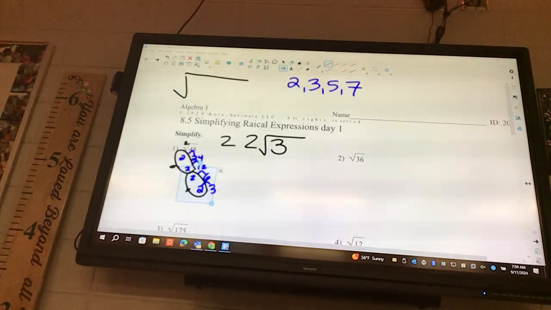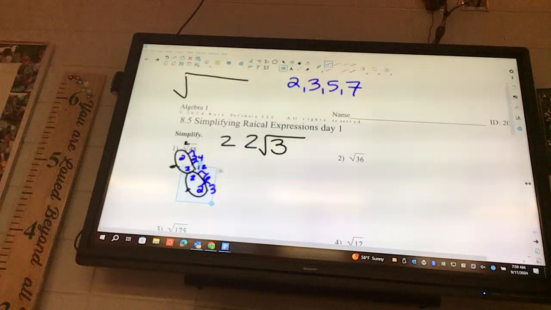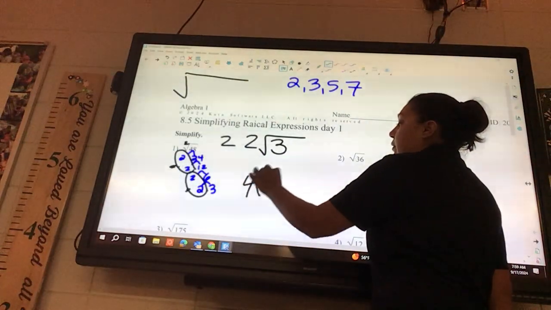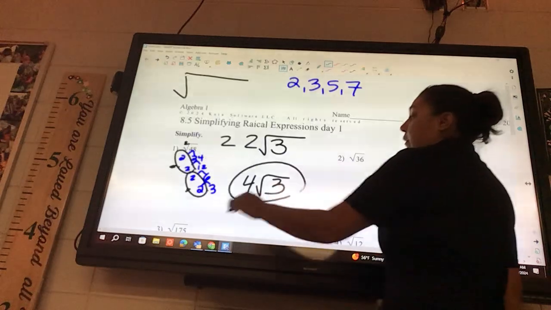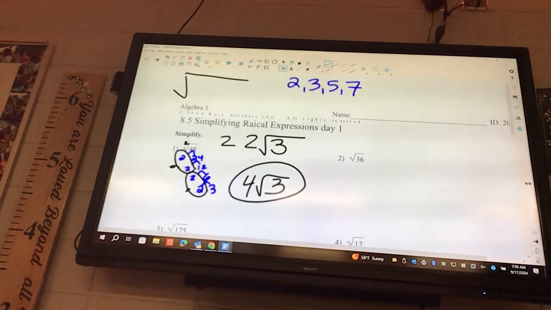And then from here, we're going to say, well, if there's numbers and they're next to each other like that, that means times. So what is 2 times 2? 4. Okay, so we're going to get 4 square root 3. Okay, and so this one is done. And I know that seemed really long and drawn out to go through the first problem. The rest of them won't be that bad, but that's how you do it. Okay?